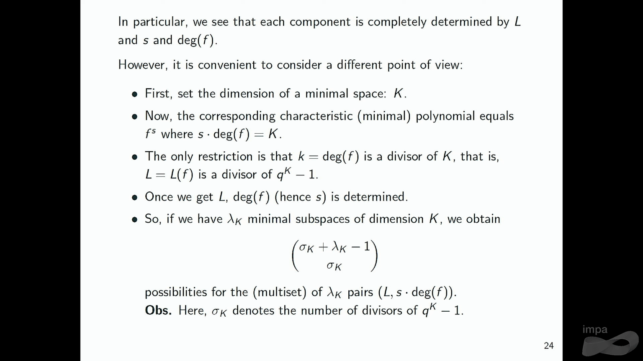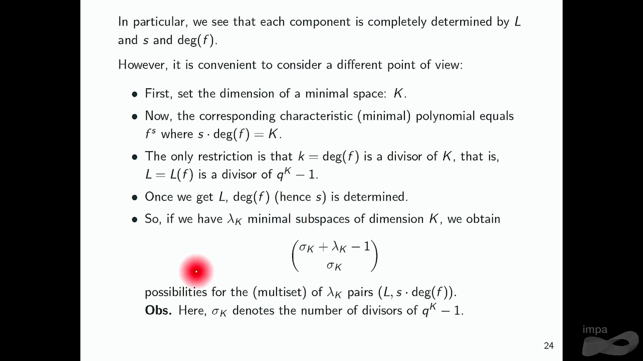So I fix the dimension as a number k, and I already tied S and the degree of F by an equality, right? Second, I just pick the number L, so I have a choice for L, and basically L will determine the degree of the polynomial. I won't explain the details on that, but once I get L, I get the degree, and then I get S. The only restriction at the end is that L must be a divisor of q to the k minus 1.